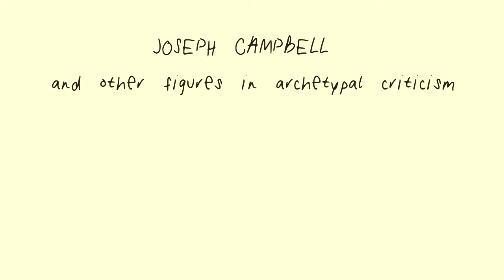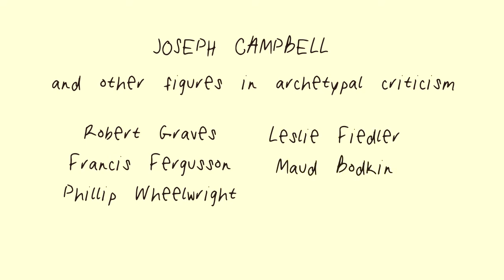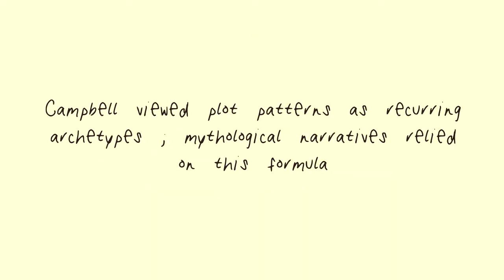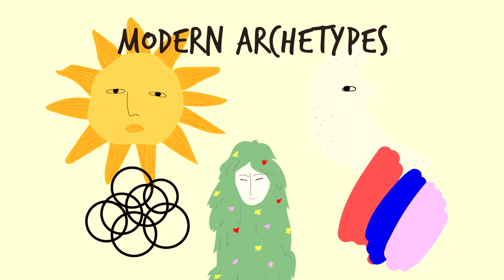Joseph Campbell and other major figures such as Robert Graves, Francis Ferguson, Philip Wheelwright, Leslie Fiedler, Maud Bodkin, and G. Wilson Knight view plot patterns within literature as a presence of popular archetypes and the reliance on common myth formula. Modern archetypes are represented through the sun, moon, colors, circles, the Great Mother, and other symbols.